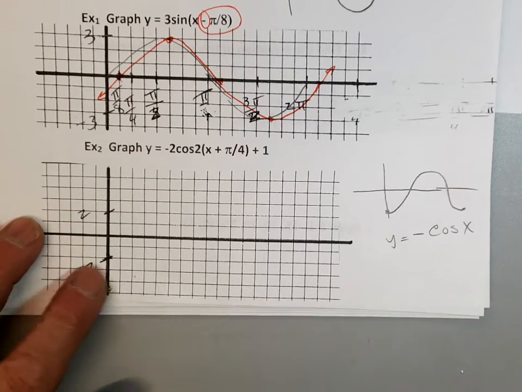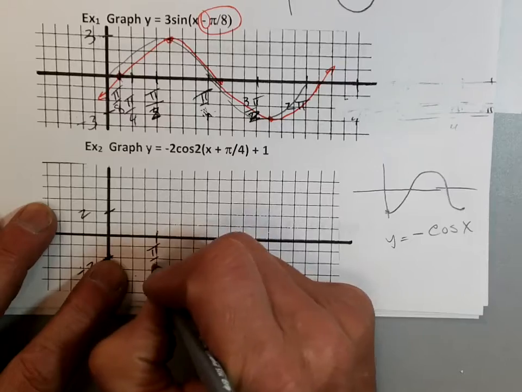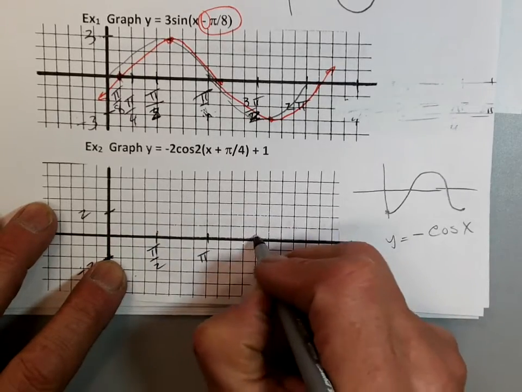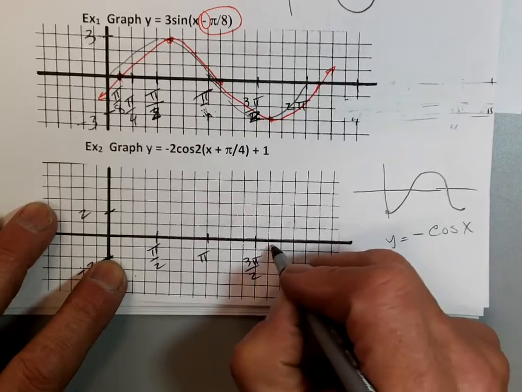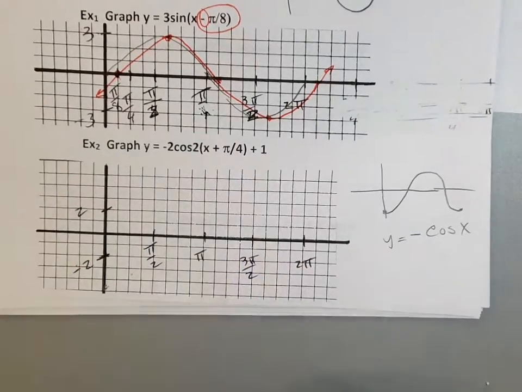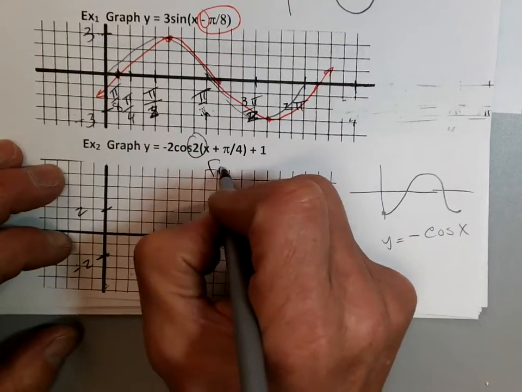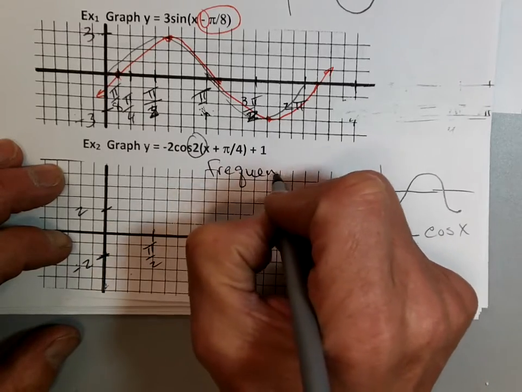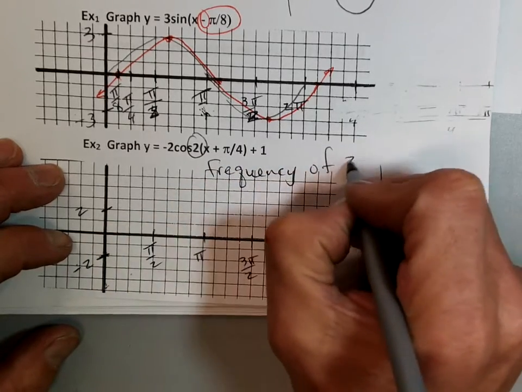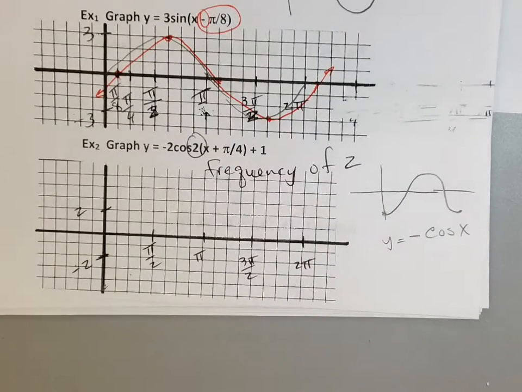I need, let's go pi halves, pi, 3 pi halves, and 2 pi. Okay. I have a frequency of 2. So to do that, I just want you to watch my finger. Everybody watch. I'm going to have 1, 2 of them. I'll do it again. I'm going to have 1, 2 of them, right?